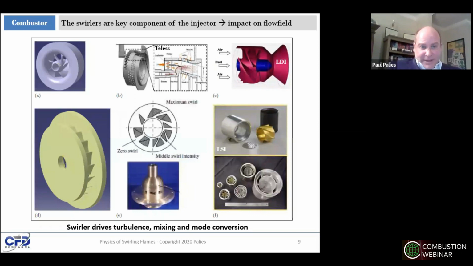Now I'm gonna emphasize the role of the swirler as a key component of the injector. In each combustor, you have one or more swirlers, which can be radial or axial, that have a strong impact on the flow field. At the first order, the swirler drives turbulence, mixing, and mode conversion when you have unstable flames. So it's a key component of the combustion system.